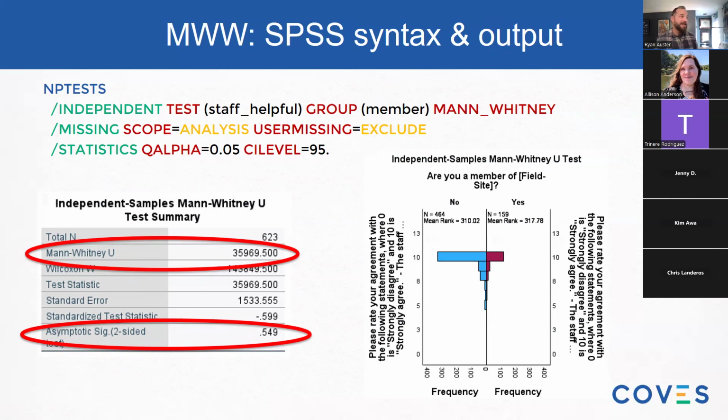Here, the test statistic is 35,969.5, which is an arbitrary, meaningless number, except that it computes a p-value of 0.549. So again, we compare this to our alpha level of 0.05. This is greater than 0.05. We retain our null hypothesis, and we establish that members and non-members actually are the same with respect to their staff helpfulness ratings.